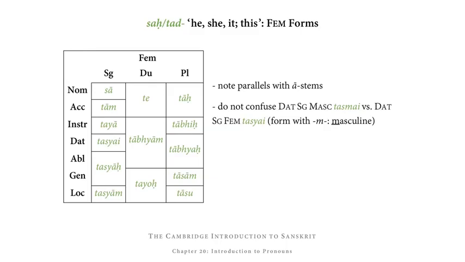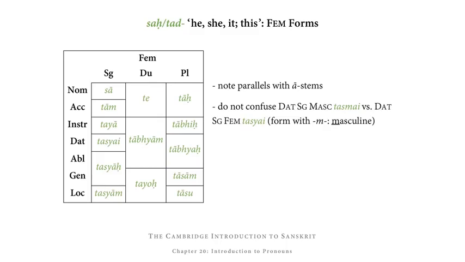So again, it is probably best to memorize these forms by reciting them. So sa, tam, taya, tasyai, tasyach, tasyach, tasyam. And then again from bottom to top, tasyam, tasyach, tasyach, tasyai, taya, tam, sa.